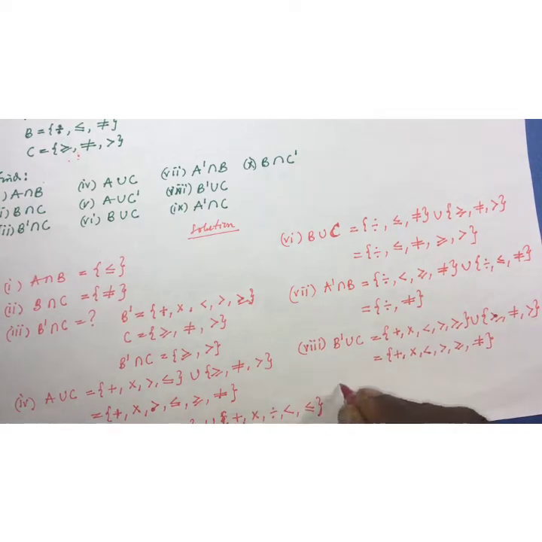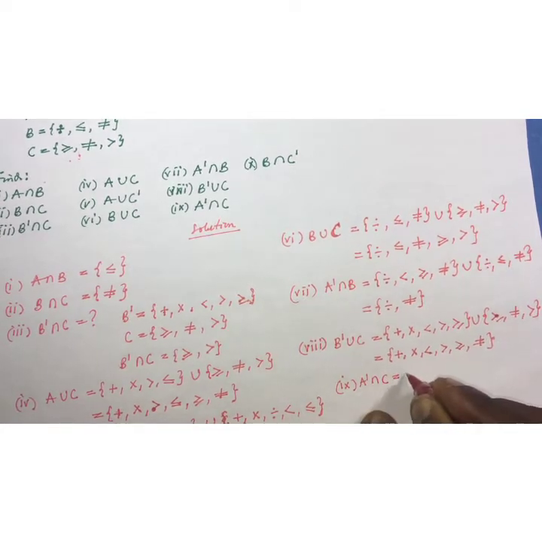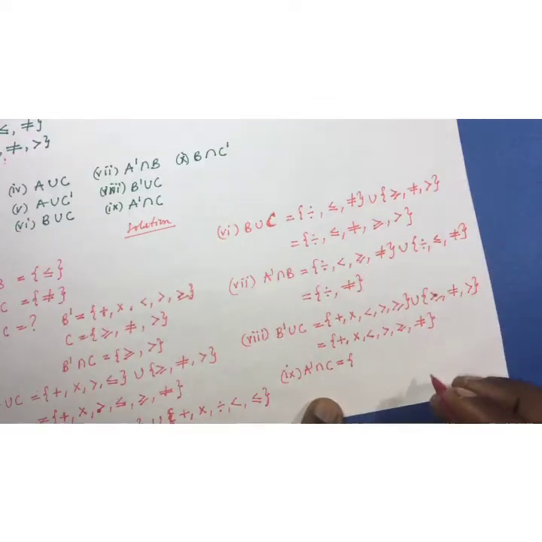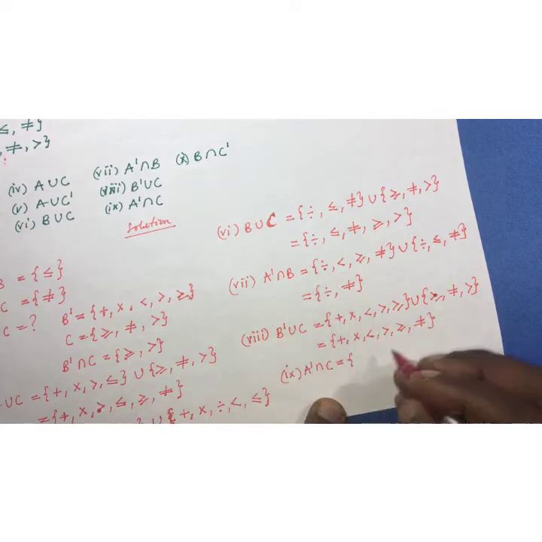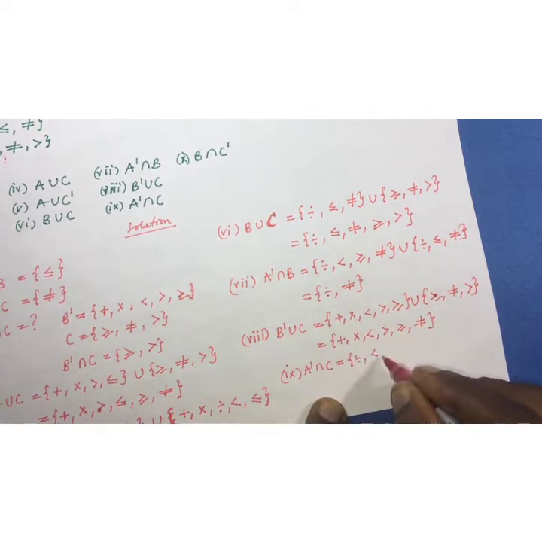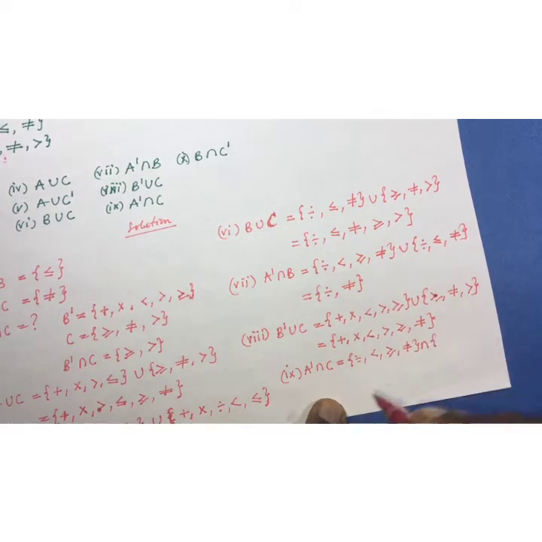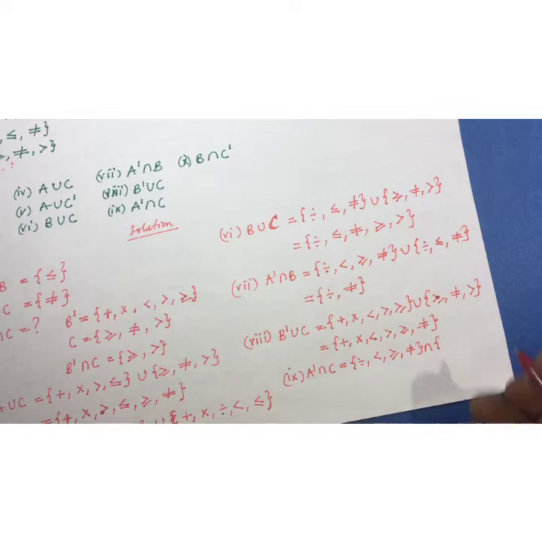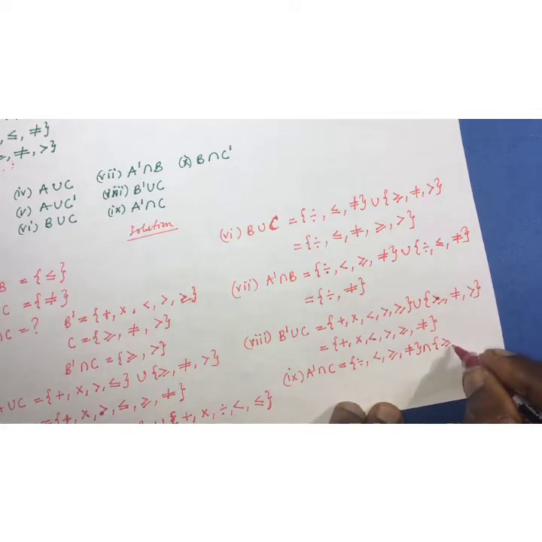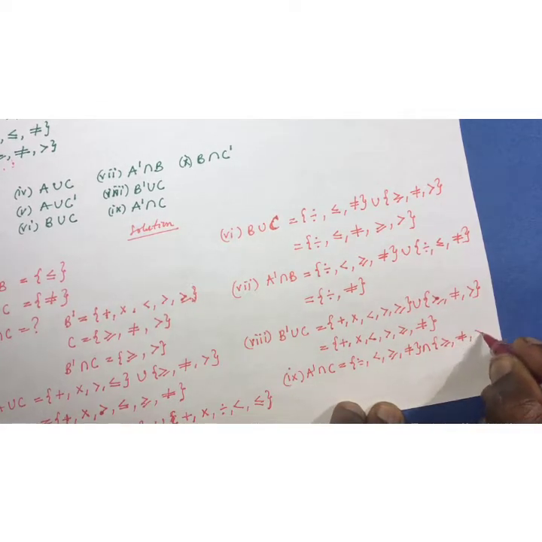Then for question number 9, we are asked to find A complement intersection C. So I'm going to write out A complement. A complement, remember, gave us division, less than, greater than or equal to, and not equal to. Then intersecting that with C, C contains elements greater than or equal to, not equal to, and greater than.